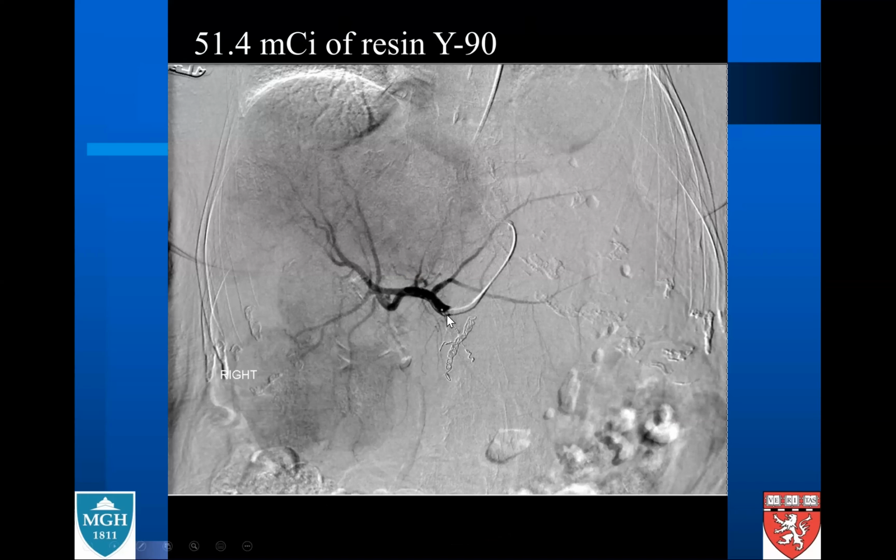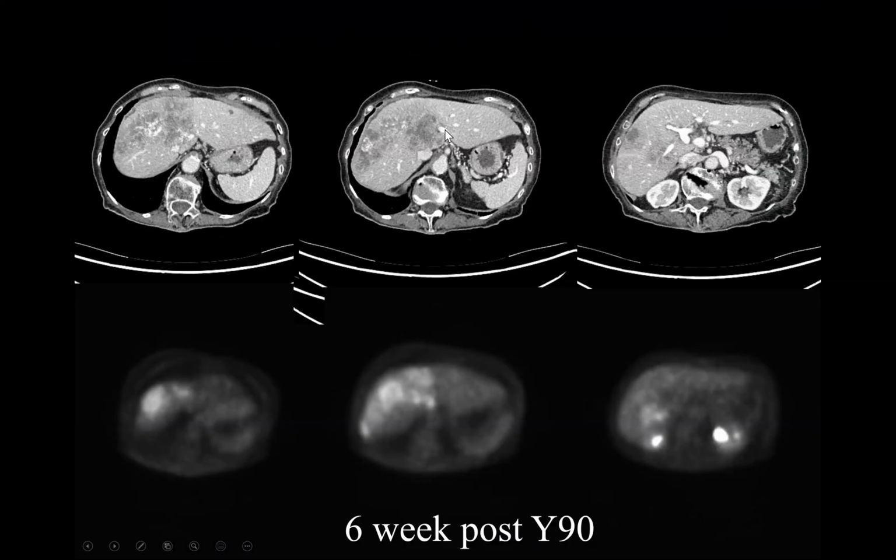And we've put the microcatheter now back to where we injected the MAA. And at this point, we gave 51 millicuries of resin Y-90. 6 weeks later, we see the tumor. We had a PET CT before, we get a PET CT after, and you see the avidity has decreased significantly. Now, it's not completely gone.